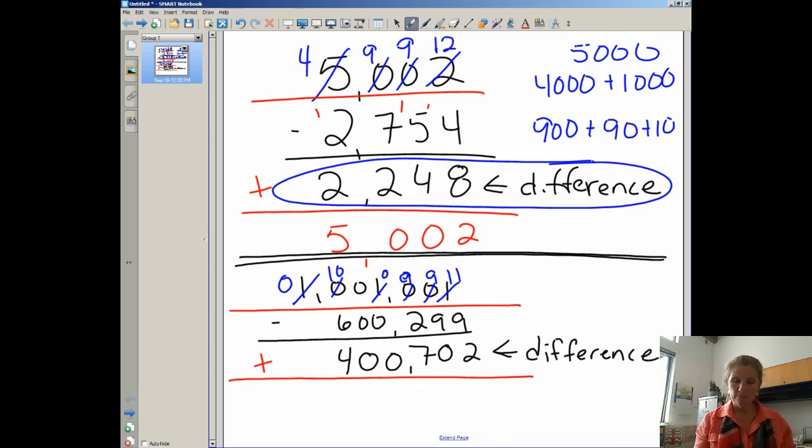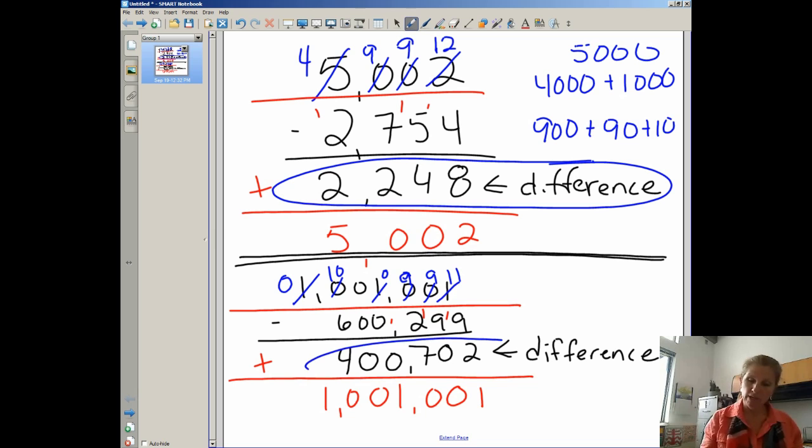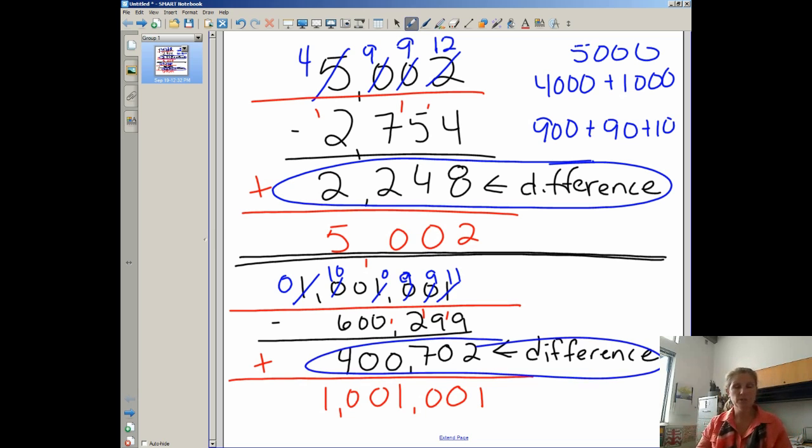And adding that up, 9 and 2 is 11. Carry the 1. 9 and 1 is 10, which is 0. Carry the 1. 7 and 2 is 9, plus 1 is 10. Carry the 1. 0 plus 0 is 0, plus 1 is 1. 0 plus 0 is 0. 6 plus 4 is 10. And so I have 1,001,001, which is what I started with, which makes me believe that I correctly found that as my difference.